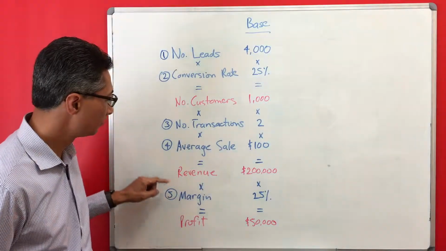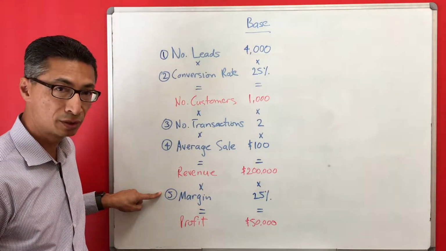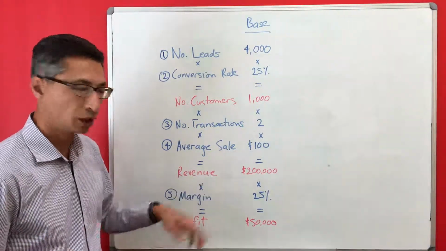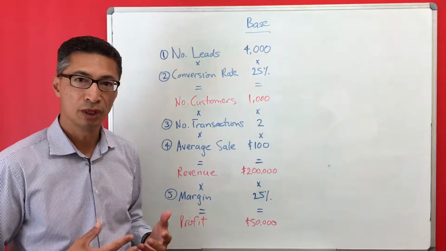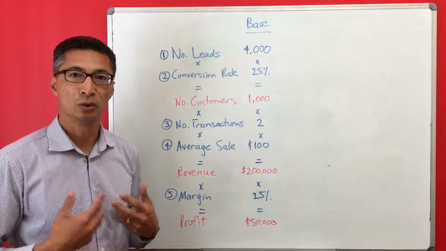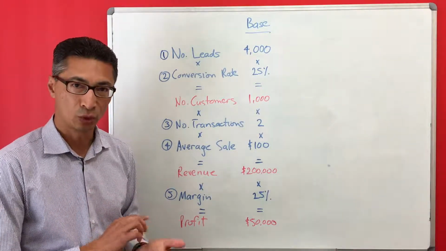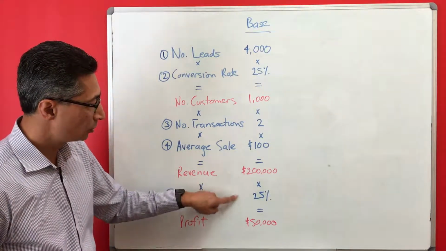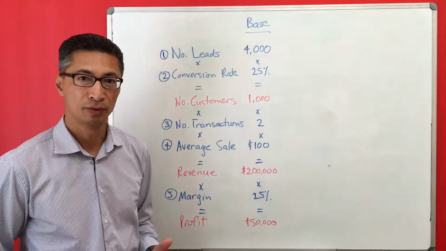Okay. Then what we do is we look at our margins. Okay. So in this case, it's 25%, and that includes all of your cost of sales, all of your overhead expenses and everything else to get to your bottom net profit margin. And in this case, if you multiply those two together, you get $50,000 profit, all right?